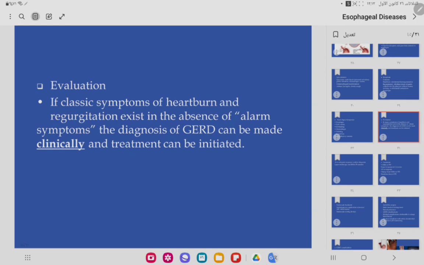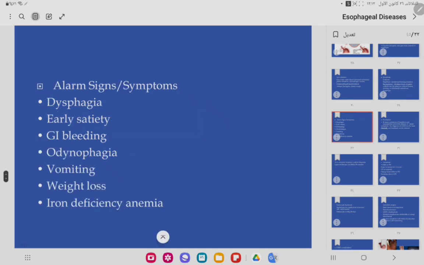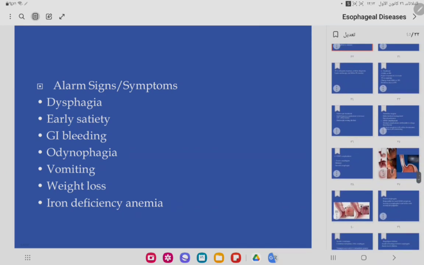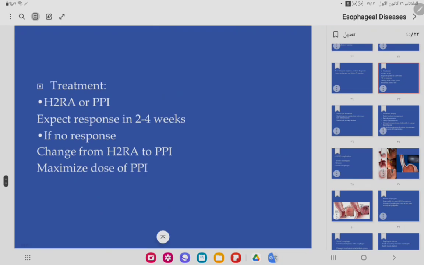This is quite important. Alarming signs: dysphagia, early satiety, GI bleeding, odynophagia, vomiting, weight loss, iron deficiency anemia. Bear in mind. H2 blockers and PPIs are the classical treatment, 2 to 4 weeks. If no response, change, upgrade, titrate, maximize by 2 instead of by 1 PPI, and if no improvement, please refer him to the specialist.